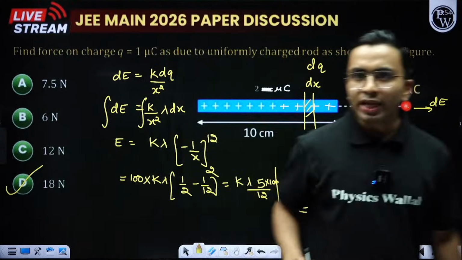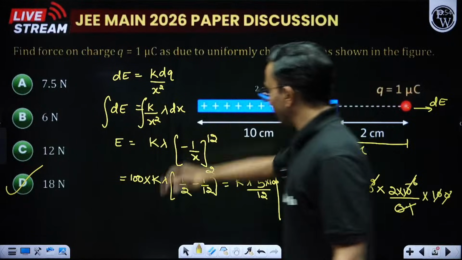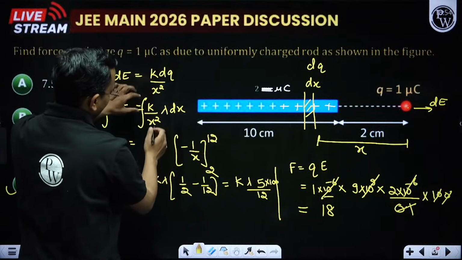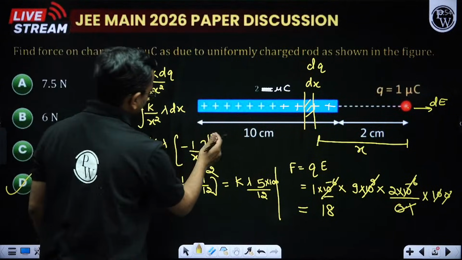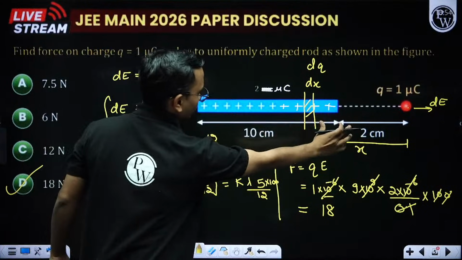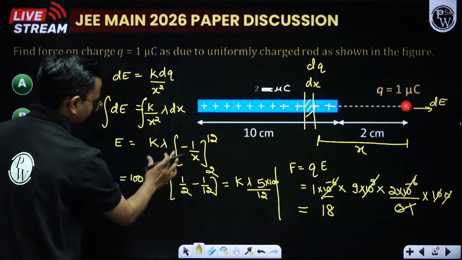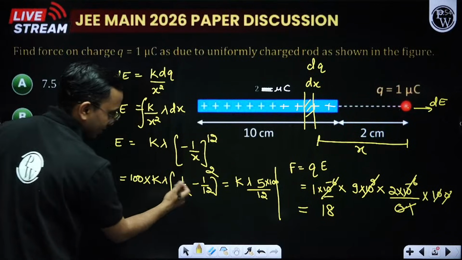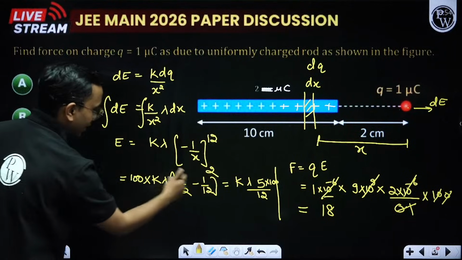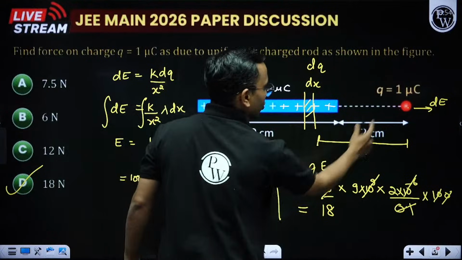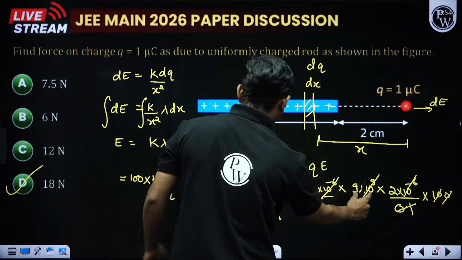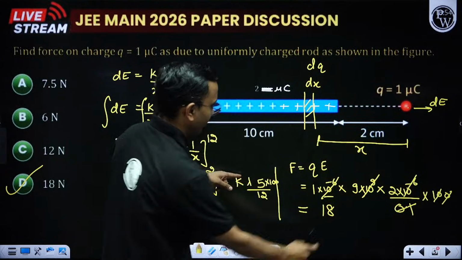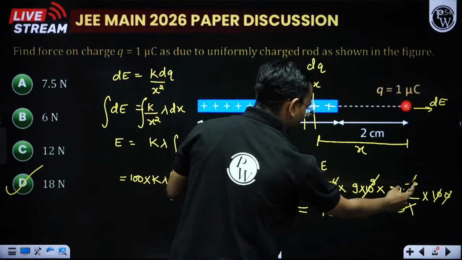I hope everything is fine. Some calculations, let me quickly go through the calculations again. K dq divided by x square, k lambda, this becomes 1 by x, distance goes from 2 to 12, this is proper. 1 by 2 minus 1 by 12, this will become 6 by 12, 5 by 12 there, into 100. So into Q is 10 to the power minus 6, 9 into 10 to the power 9, and then 2 into 10 to the power minus 6. Q divided by length 10 centimeter, 0.1 into 5 by 12.